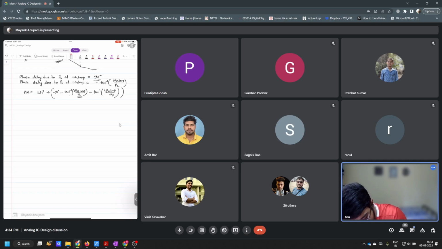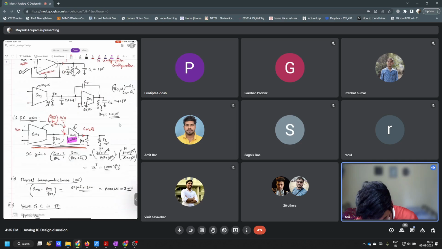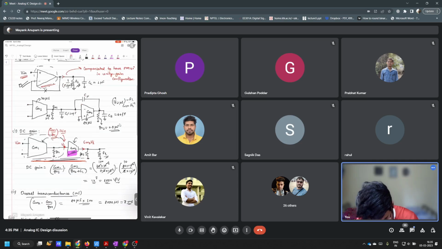Okay, cool. So we have phase margin equal to 60 degrees, and this is 180 minus 90, so it simply is 90 minus tan inverse of omega u loop by P2 minus tan inverse of omega u loop by omega z.